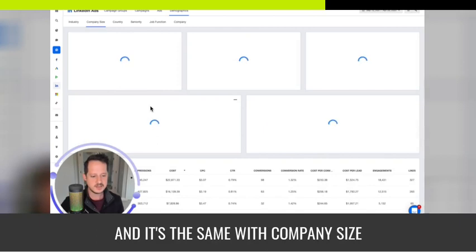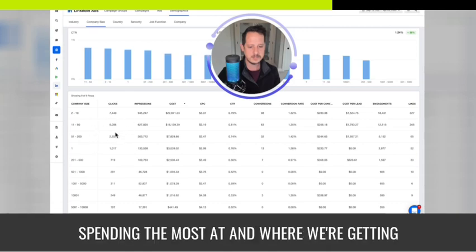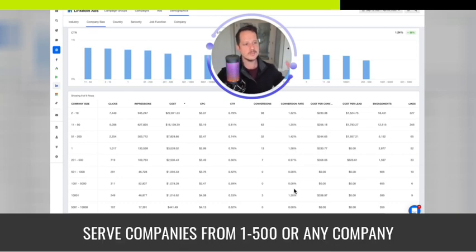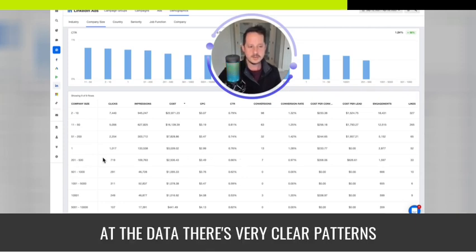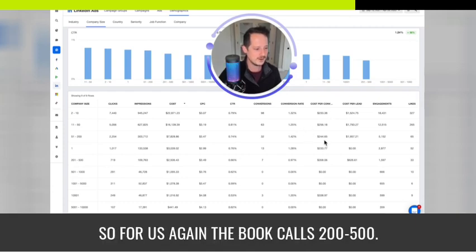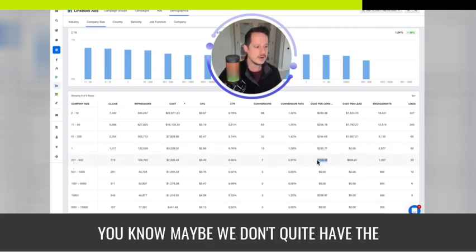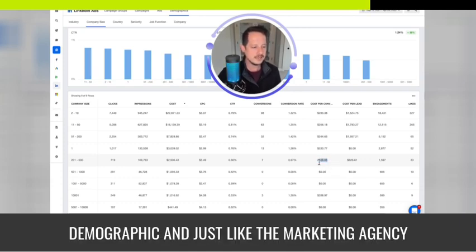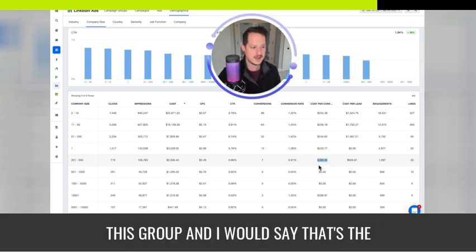And it's the same with company size, where we can look at our overall spend and we can see exactly what companies we're spending the most at and where we're getting the best call booking. So you might think that you serve companies from 1 to 500 or any company above 50, but when you start pulling out and looking at the data, there's very clear patterns of where you have more traction and where you have worse traction. So for us, again, the booked calls, 200 to 500, we've done multiple experiments and maybe we don't quite have the brand authority yet, or maybe that's just a higher priced demographic. And just like the marketing agency, we'd gladly pay more for a booked call with this group. And I would say that's the case.